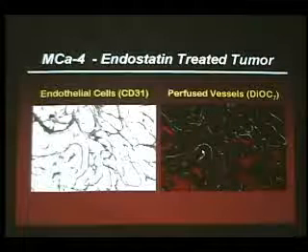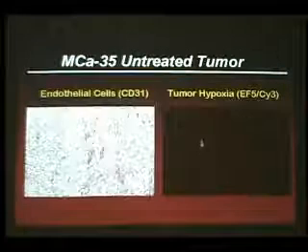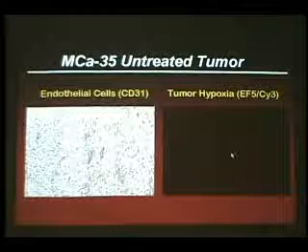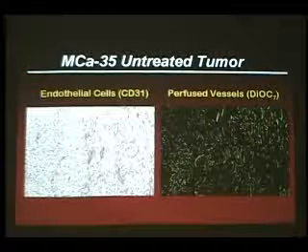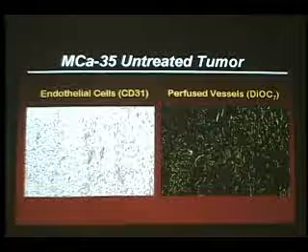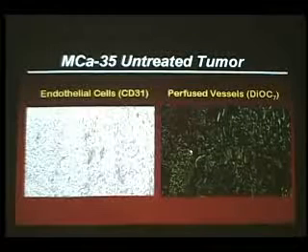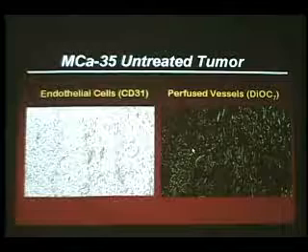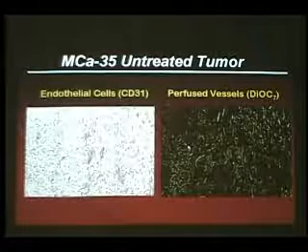So again, this is the same type of tumor, a mammary tumor. This is another mammary tumor, not much hypoxia in this one. Vessels all over, and it looks like most of them are perfused. So you can see there's huge differences between the tumors. If you're trying to quantitate this manually, it'd be a huge headache.